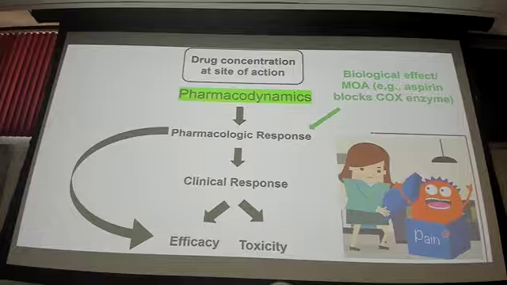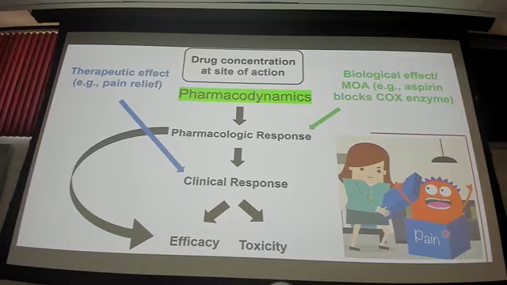But what about the clinical response? What is that? Therapeutic effects. The therapeutic effect. So in this case, it would be pain relief, as the picture is shown on your bottom right. So you have the biological effect, or the pharmacological response, which is the mechanism of action. And then the clinical response is the therapeutic effect, pain relief.